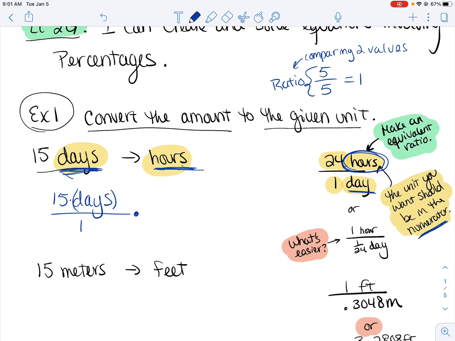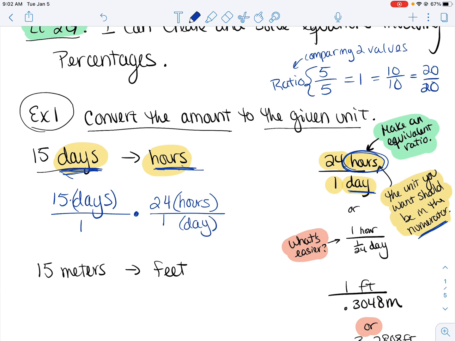Just like we can make equivalent fractions, 5 over 5 is equal to 1, well that would be the same thing as 10 over 10 or 20 over 20. Those are not the same number every time, 20, 10, 5, but it's the same value, okay? So 15 days over 1 is what I'm starting with. I'm going to multiply that by 24 hours. Again, treat hours like your variable, and over 1 day.